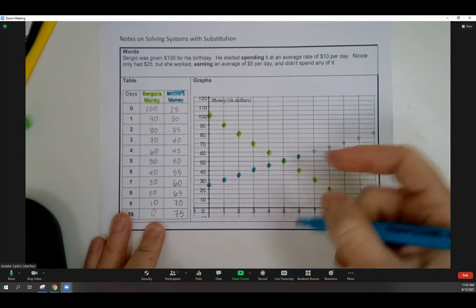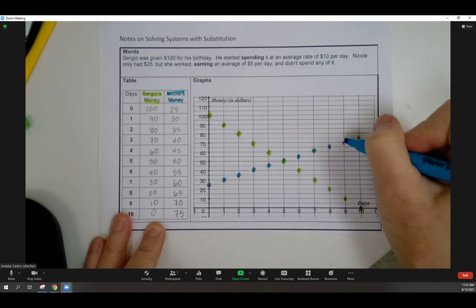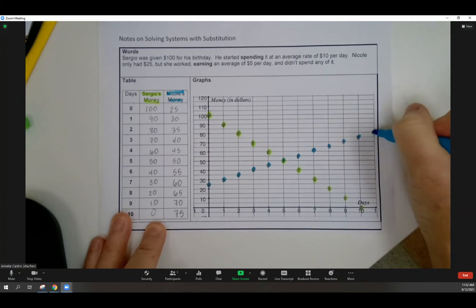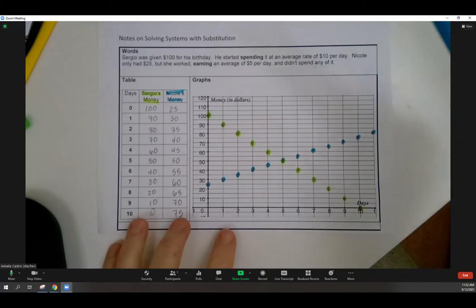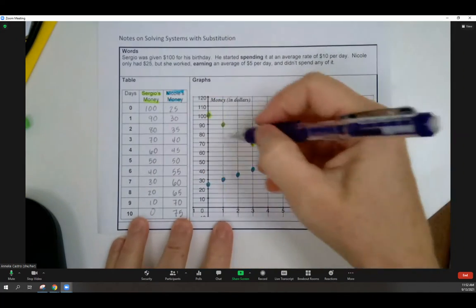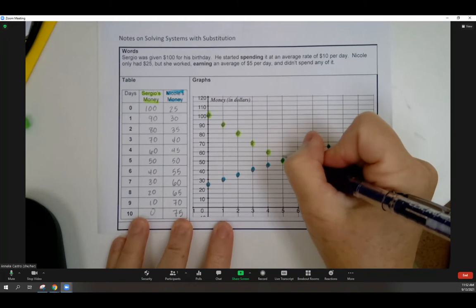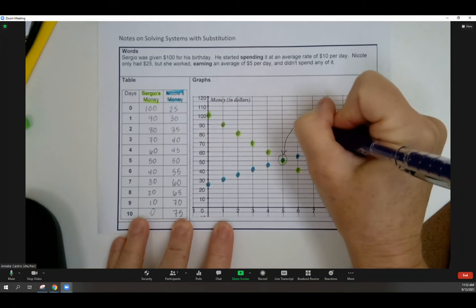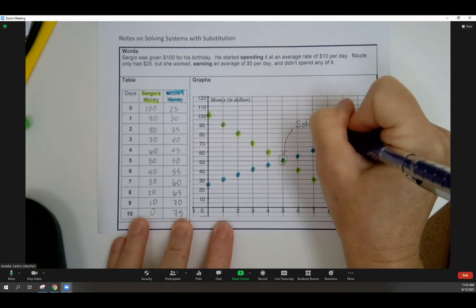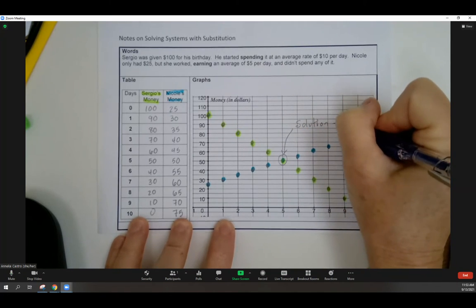Notice what happened right there. They ended up being at the same dot. We call that the solution to the system. Where both lines are at the same place at the same time, we call that the solution. So this point right here is considered the solution to the system.